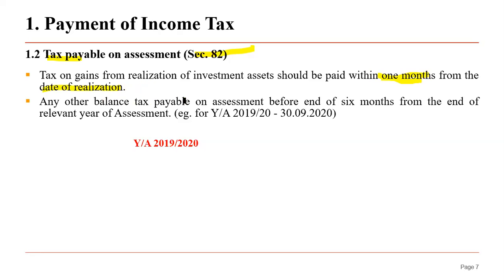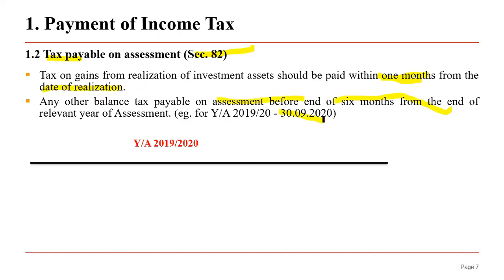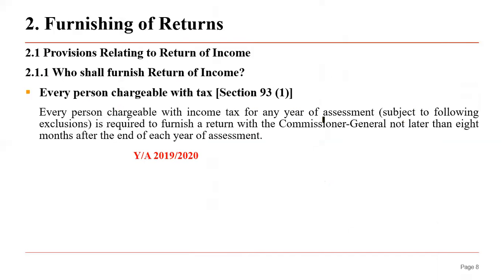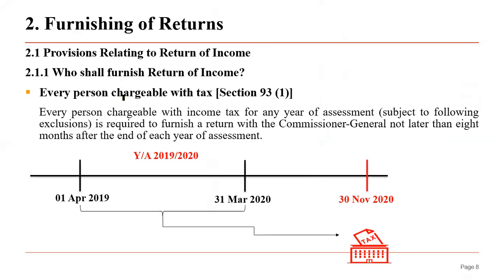Then any balance payable, again income tax, we discussed this one as well. We'll quickly move on. Then 6 months after the end of the year of assessment, that is September 30th. Here is the summary. The final payment is 30th September. Here is the return filing, when the return is due. Basically, the return is due on November 30th. This one also we discussed. November 30th is the return due. September 30th is the final payment. The return is due November 30th.